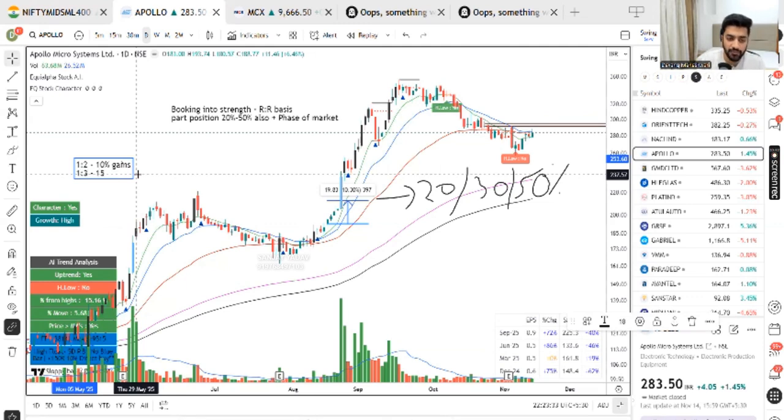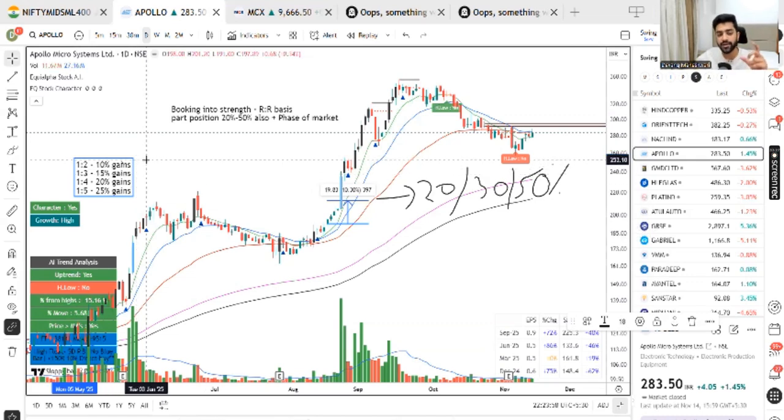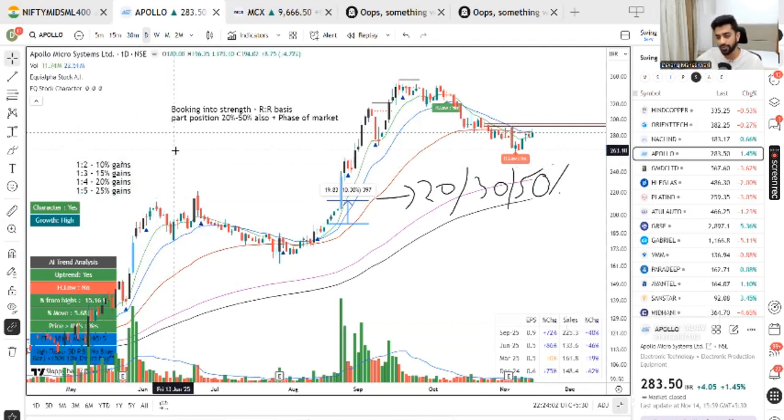That will be 15% gains, considering our maximum stop loss is 5%. What we are doing is a maximum 5% stop loss. So at 1:3, it will be 15%. 1:4, 20% gains. 1:5, 25% gains. Based on the market, you will have to decide how much you want to sell at what risk reward.